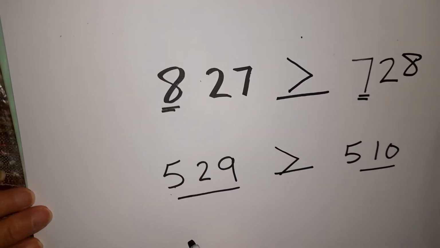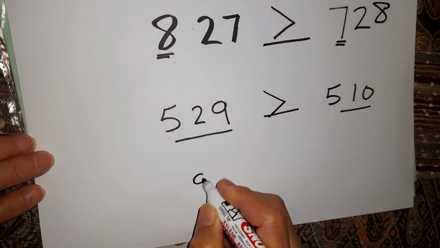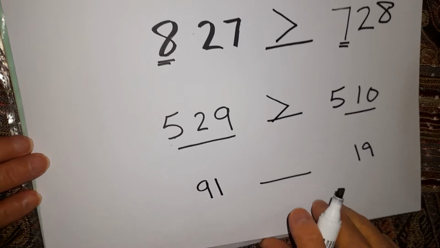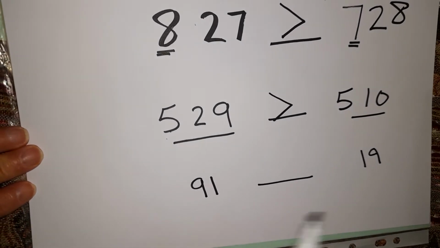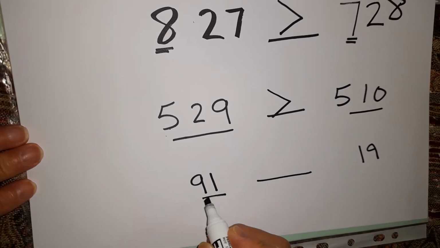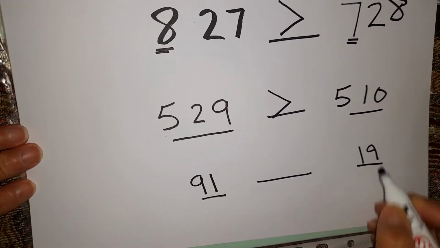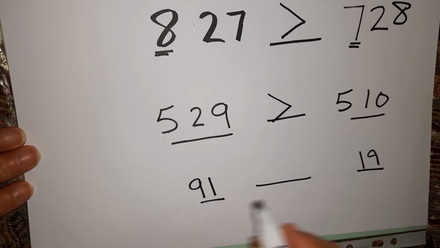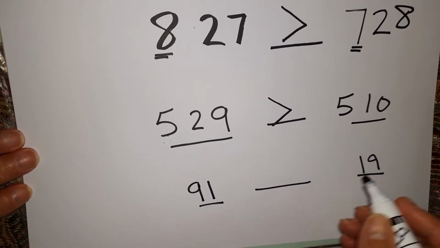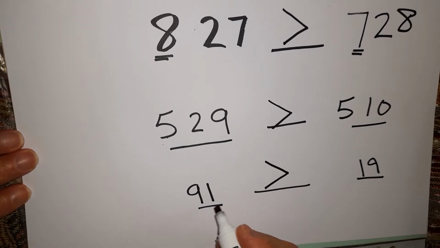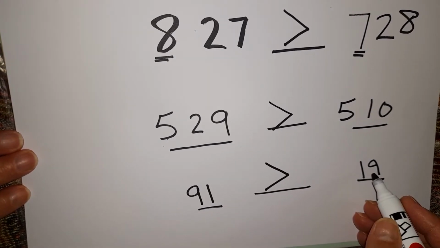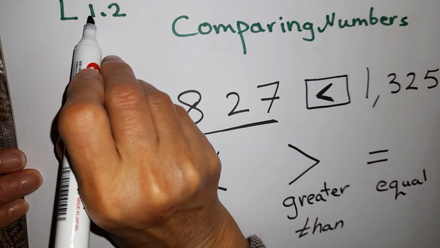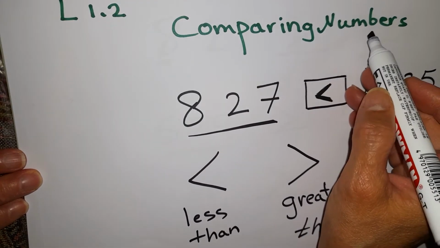If I have a number like this, for example, 91 and here 19, compare between the two numbers. I have 2 digits, it reached the tens. I have 2 digits, it reached the tens. Now compare the tens. 9 tens, 1 ten, and 9 is greater, so 91 is greater than 19.